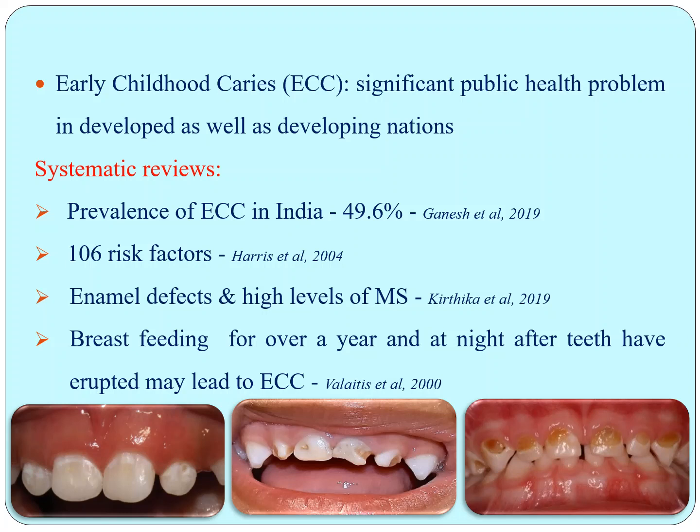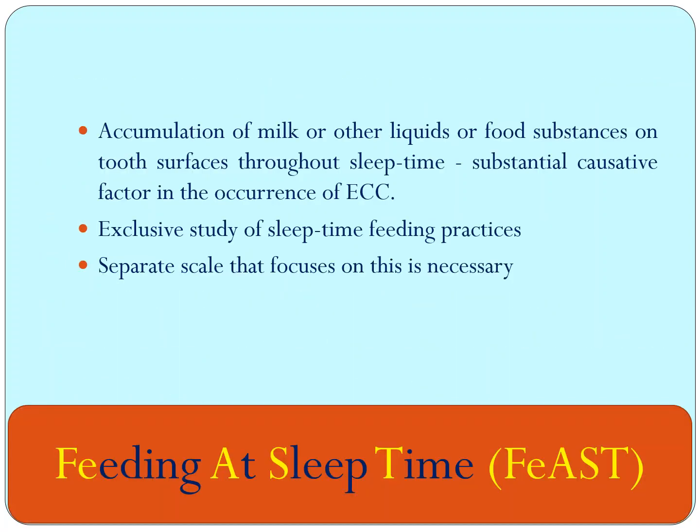Early childhood caries is a significant public health problem in developed as well as developing nations, with a prevalence of about 49.6% in India. Harris et al. has reported 106 risk factors, a few of which are enamel defects, high levels of Streptococcus mutans, and breastfeeding for over a year and at night, after the teeth have erupted, as reported in other systematic reviews.